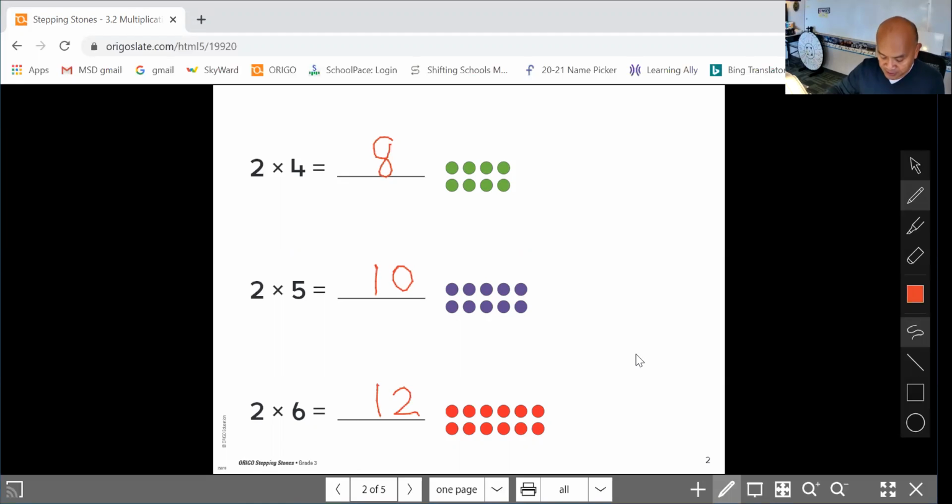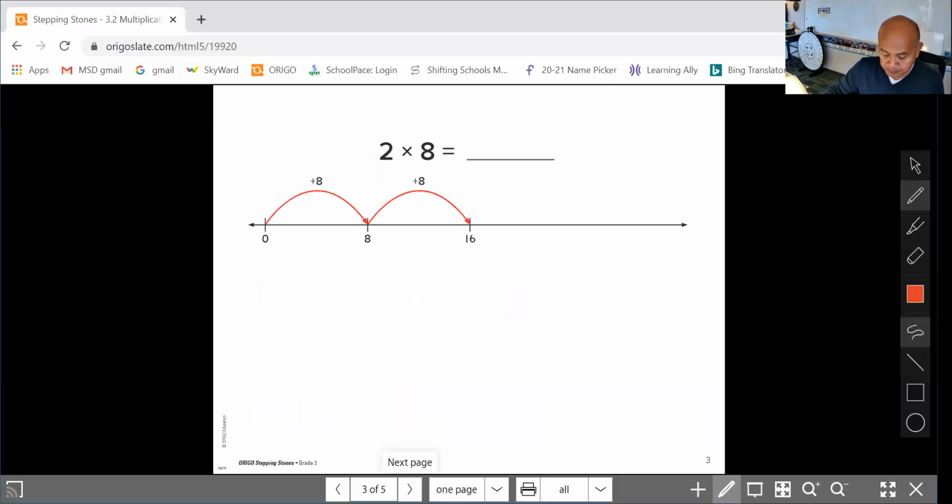I like counting by twos. They're kind of fun. If you don't know this method, you can count the dots. You can also skip count by twos. So for example, 2 times 4, 2, 4, 6, 8. I have 4 fingers up. 2 times 5, let's have 5 fingers up. 2, 4, 6, 8, 10. Here's our 10. And 2 times 6, we got 6 fingers up. 2, 4, 6, 8, 10, 12. And there's our answer. We know how to skip count by 2. Let's go to the next slide.